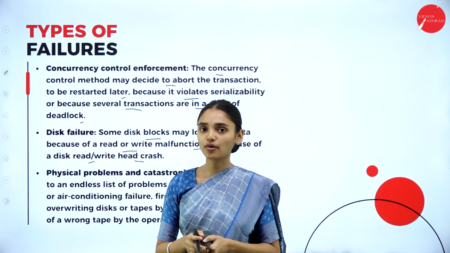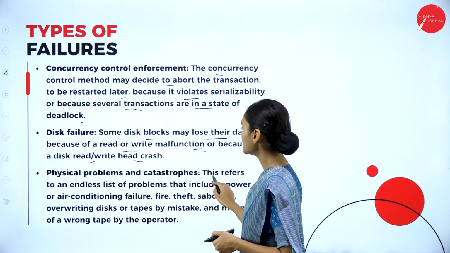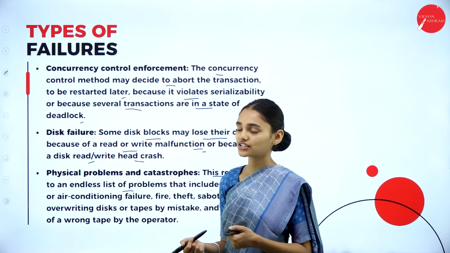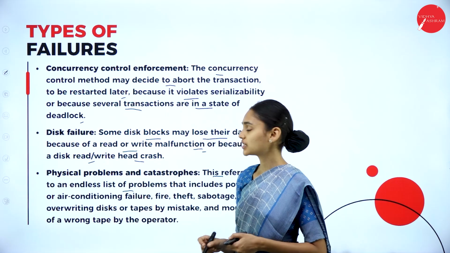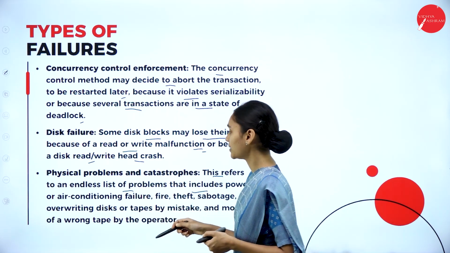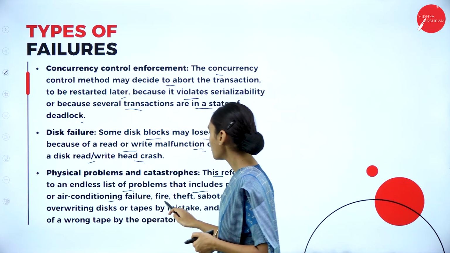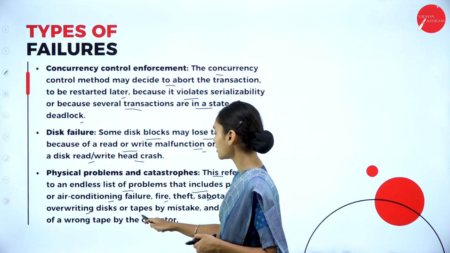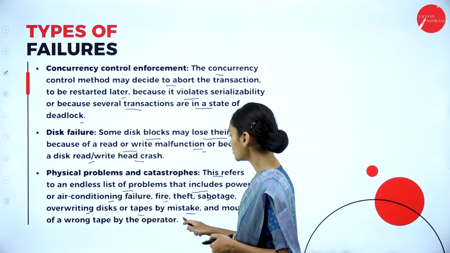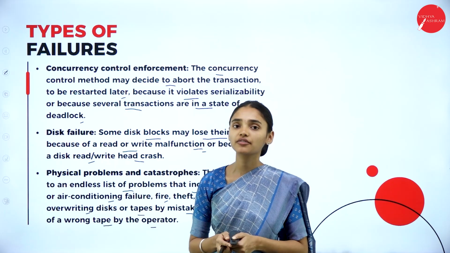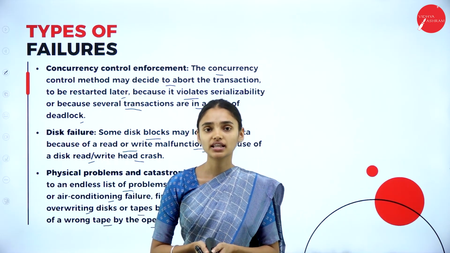Next is physical problems or catastrophes. These refer to an endless list of problems. So whatever the endless list of problems that occur while performing a transaction, that includes power supply or air conditioning failure, fire, theft, sabotage, overwriting disks or tapes by mistake, and mounting of the wrong tape by the operator. So these are the types of failures that occur while performing a transaction.